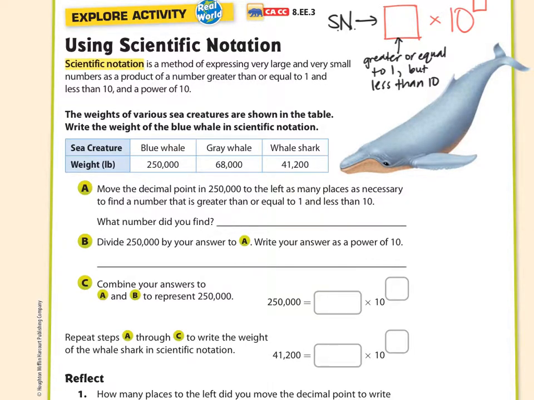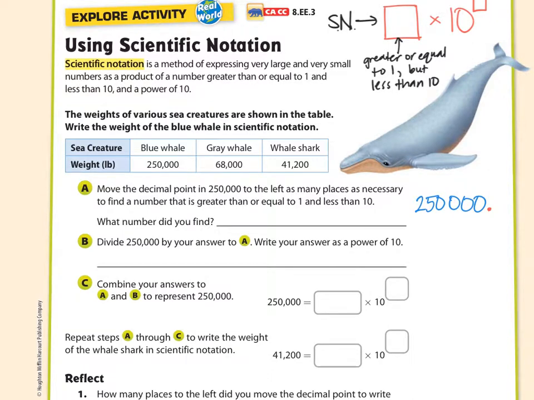So this is the way we're going to do it. Part A: move the decimal point in 250,000 to the left as many places as necessary to find a number that is greater than or equal to 1 and less than 10. So what number did you find? Let's show that in action here. I'm going to write it on the right side without a comma. So here's my decimal point. If it's a whole number, my decimal point is always after the ones place.